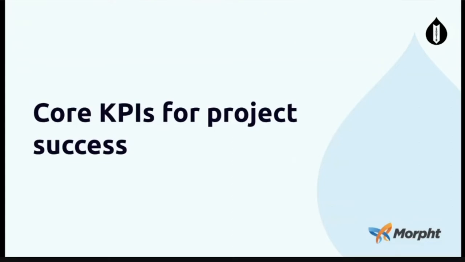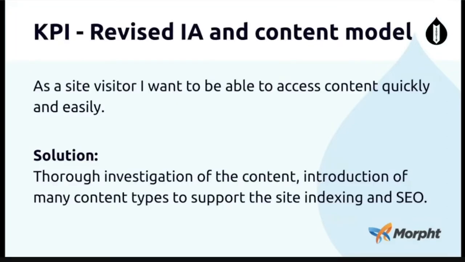So from the discovery and define sessions, we could clearly articulate the core KPIs for project success. Feedback from our initial consultations with our users really highlighted the fact that we needed to improve the information architecture, the search functionality, and the findability of our content, which a lot of the time was very buried. So one of the big improvements was the need for improved search.